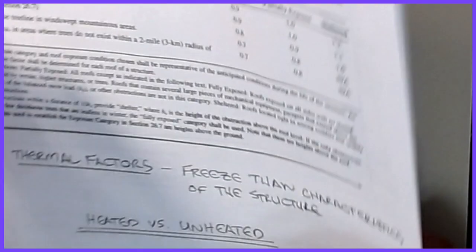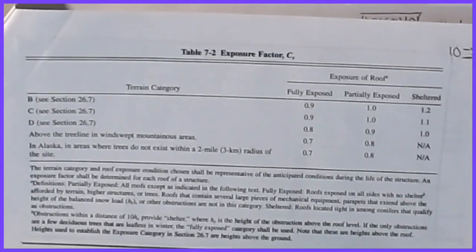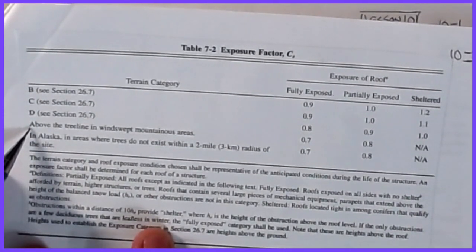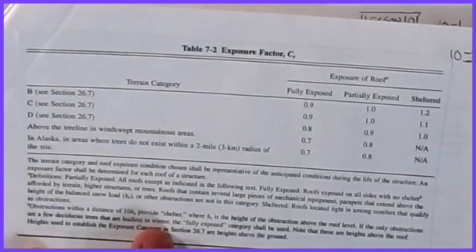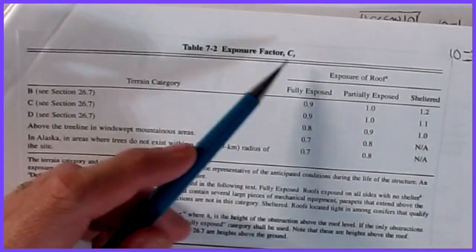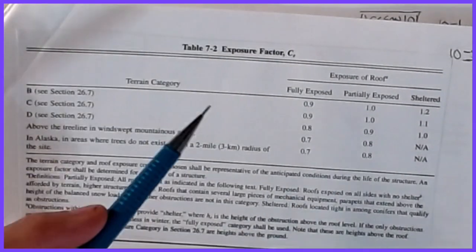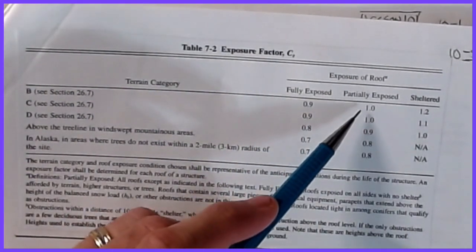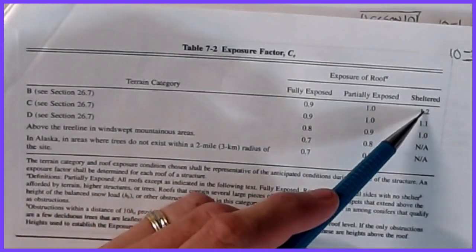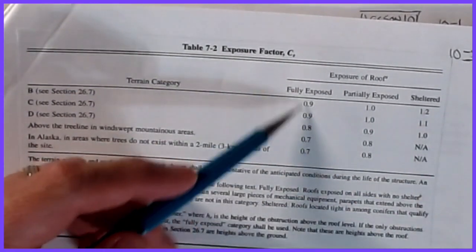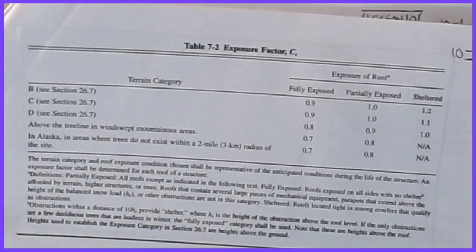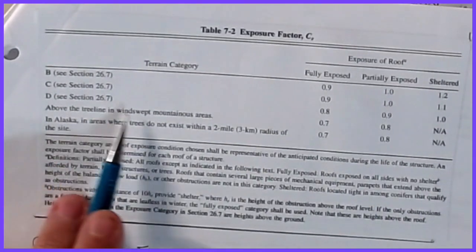So for exposure, the table that we're looking at is table 7-2, and you can see that you have your BCD category, and that comes out of the wind exposures in 26.7, and then the exposure of the roof. This is going to get us our CE, our exposure factor. You can see that the case is calibrated for a B or C partially exposed. That's the 1.0 case. But if you go to a sheltered structure, you're adding 10 or 20%. And if you're fully exposed out in the middle of an open field, you actually save 10 or 20% as a result. And then of course there are some special cases above the tree line in windswept mountain areas.